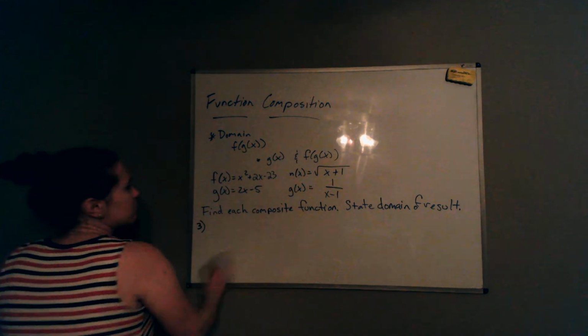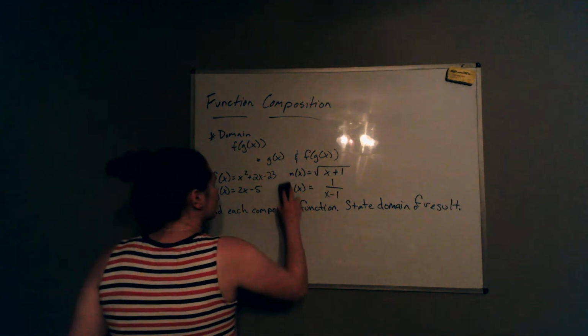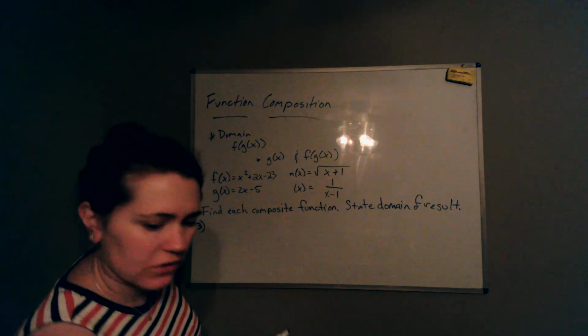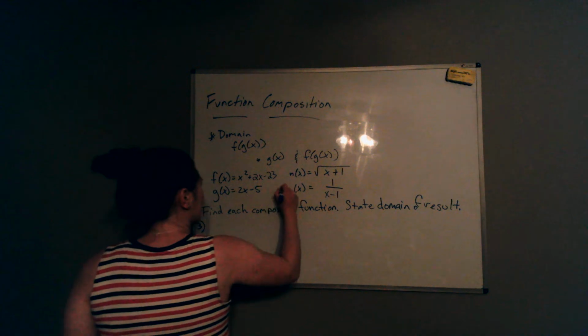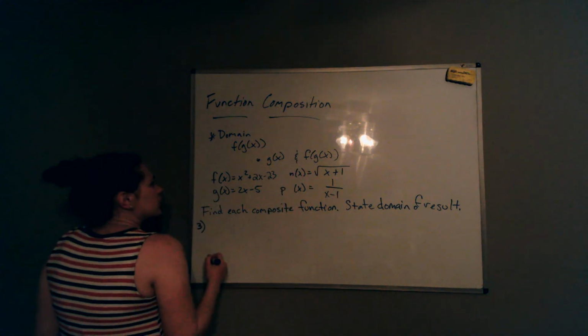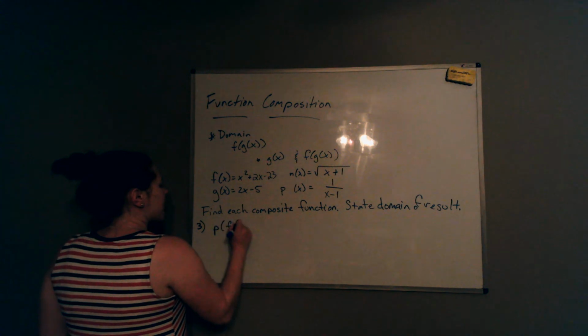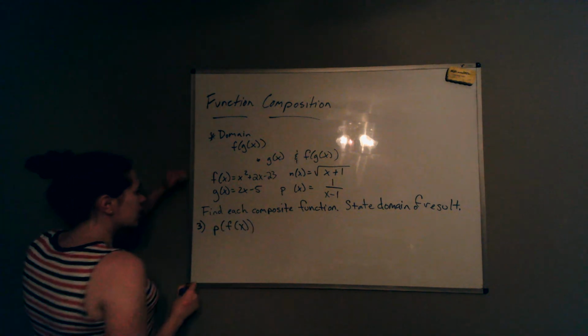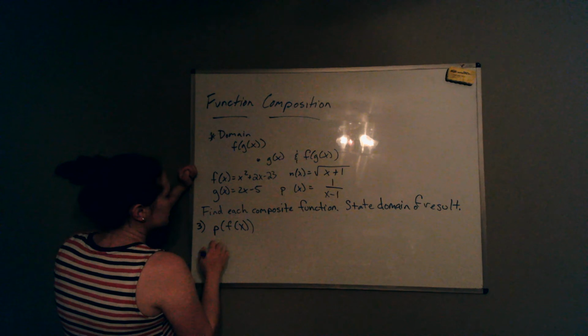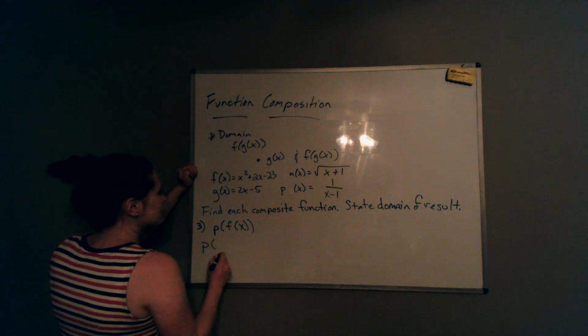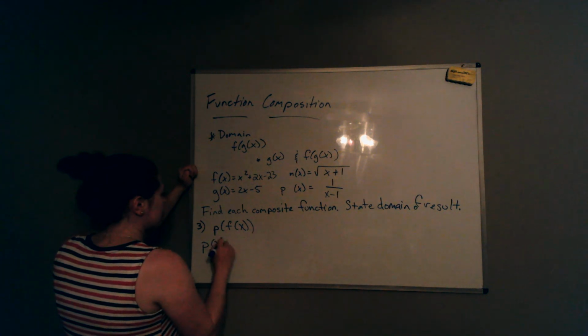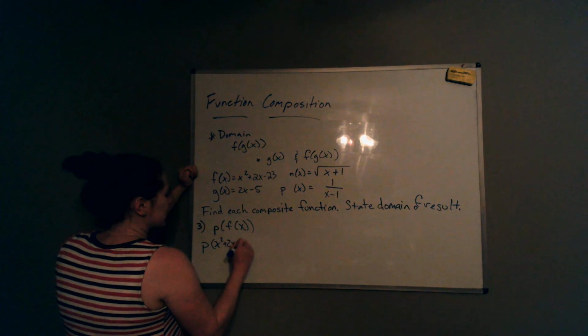Oh, I named them both g. That's not helpful. Let's call that p. Sorry about that. So let's do p of f of x. So we're going to stick f into p. So everywhere that there's an input in p, we're going to stick in x squared plus 2x minus 23.